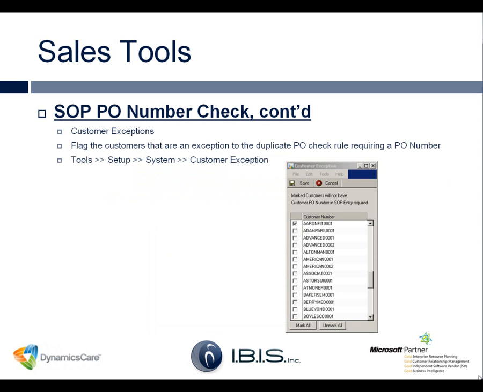One other thing about the SOP PO number check is you can set customer exceptions. There is a window that comes up under Tools, System Setup, Customer Exception, and you can check where, if you check it, the customer PO number, let's see, it says marked customers will not have customer PO number in SOP entry required. I wanted to make sure that was clear. So the tool, you could set it to make it required, and then you can select specific customers where you don't want it required for any reason.